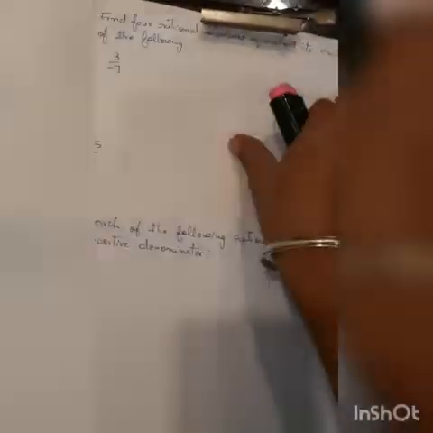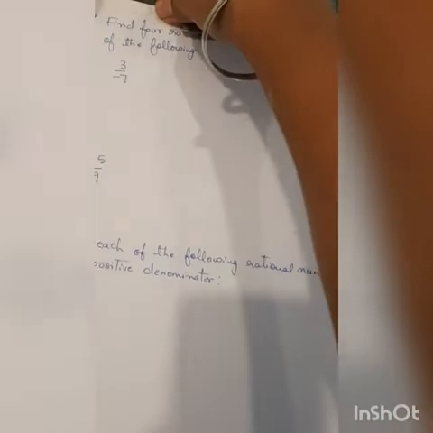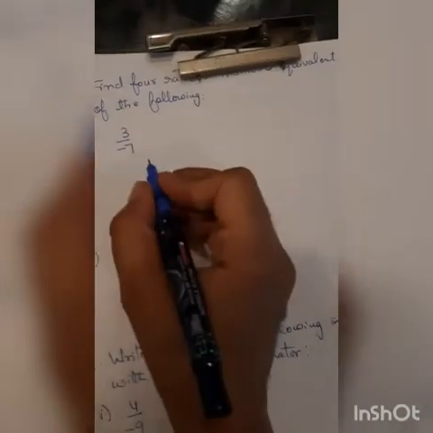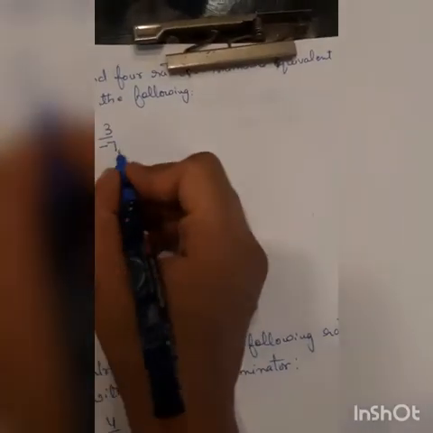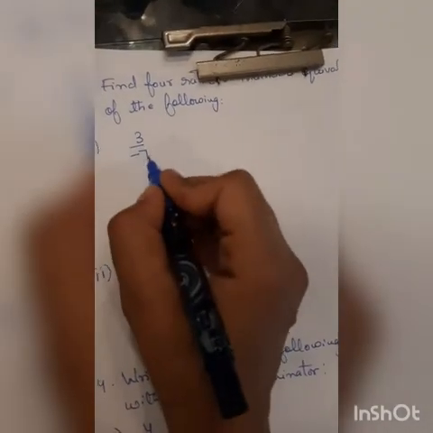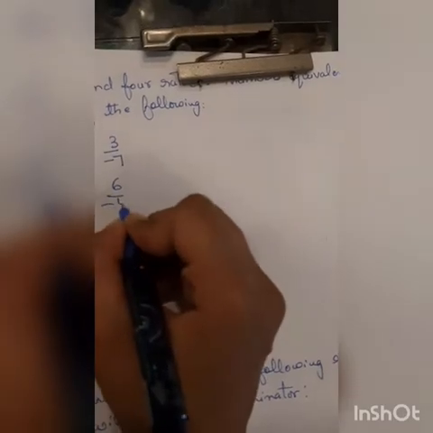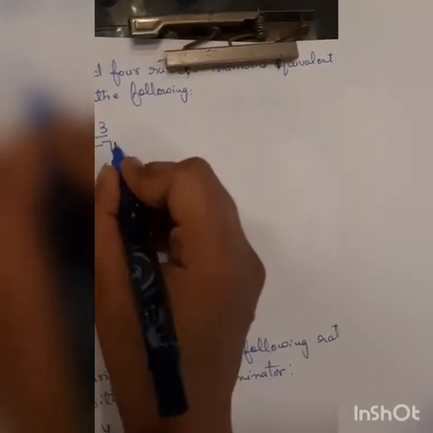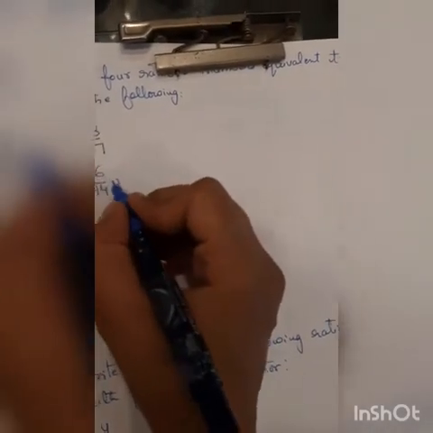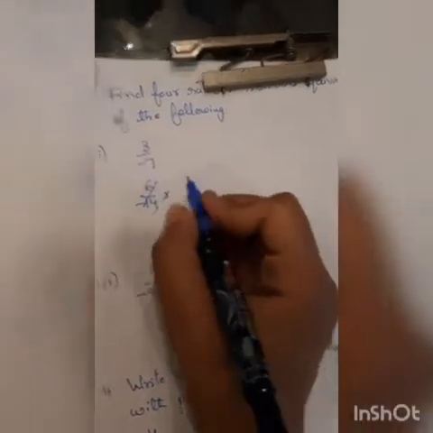Now question number 3. Find 4 rational numbers equivalent to each of the following. So this is 3 by minus 7. How to find equivalent rational numbers? Either you multiply the denominator and numerator by the same number, or you divide. So I multiply denominator and numerator by 2. What do I get? I get 6 by minus 14. If I multiply it by 3, what will I get? So I can just show my solution so that it is presentable.